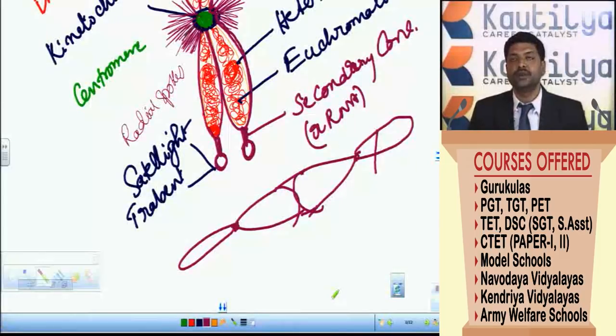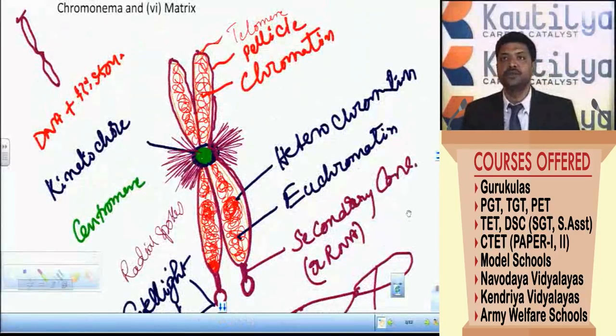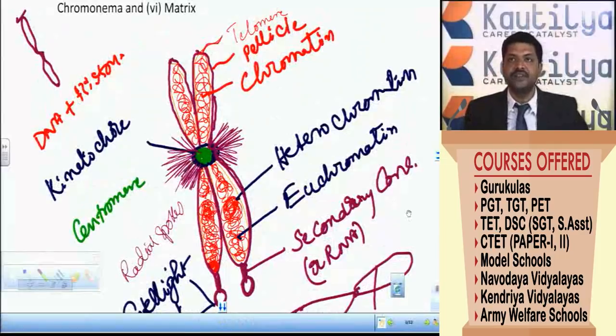Dear friends, you should remember that telomeres are completely heterochromatized. They do not communicate with other chromosomes. Above the telomeres, the chromosome is covered by a proteinaceous, amorphous layer with some carbohydrates. Amorphous means it has no particular morphology. These amorphous substances are deposited over the central chromatin material and are called the pellicle.